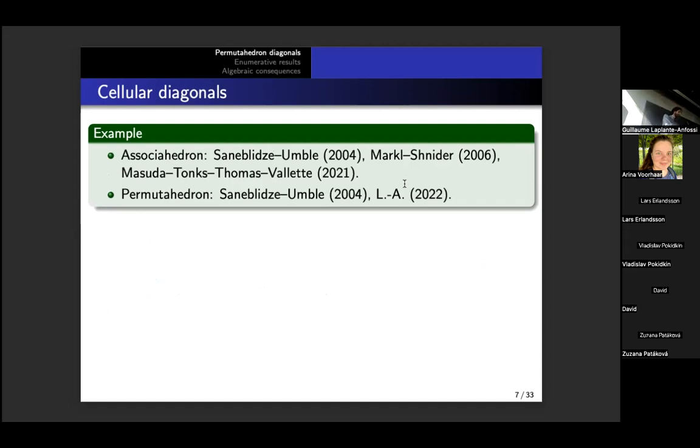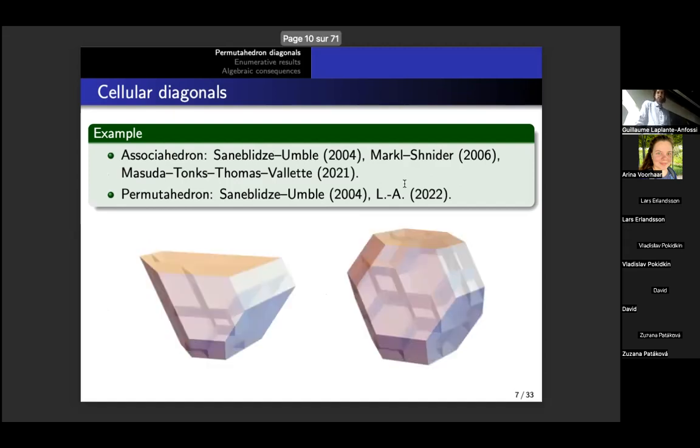So cellular approximations for more combinatorially involved polytopes, this is much more recent. It started with the work of Saneblidze and Umble in 2004, for the associahedron and permutahedron. And here you have some pictorial representations of cellular diagonals for the associahedron and permutahedron. I will explain in a second why these are actually representations.